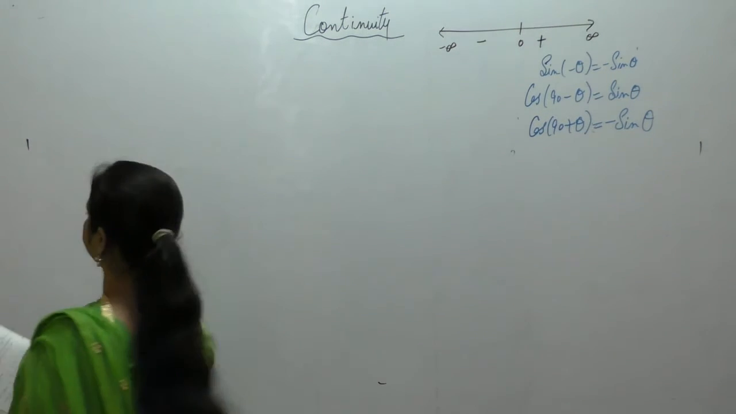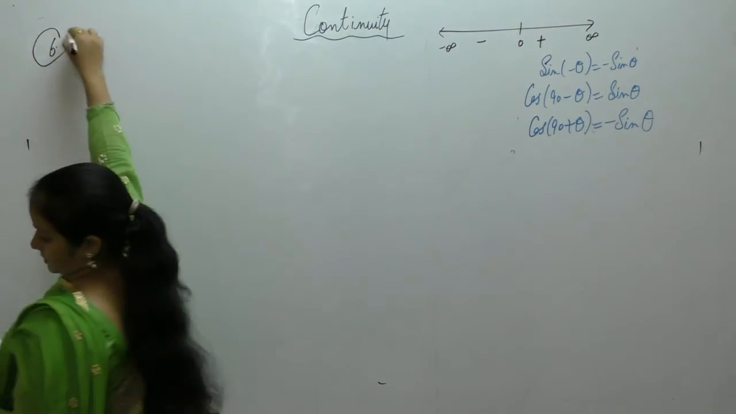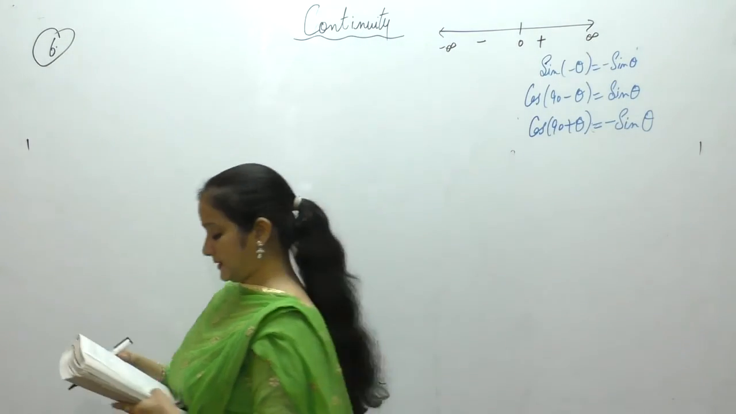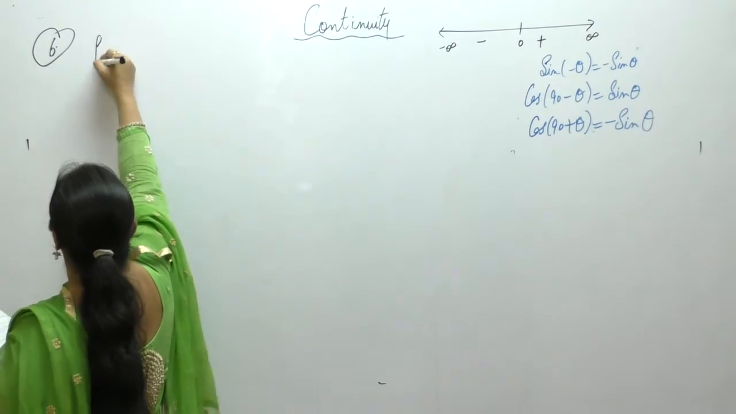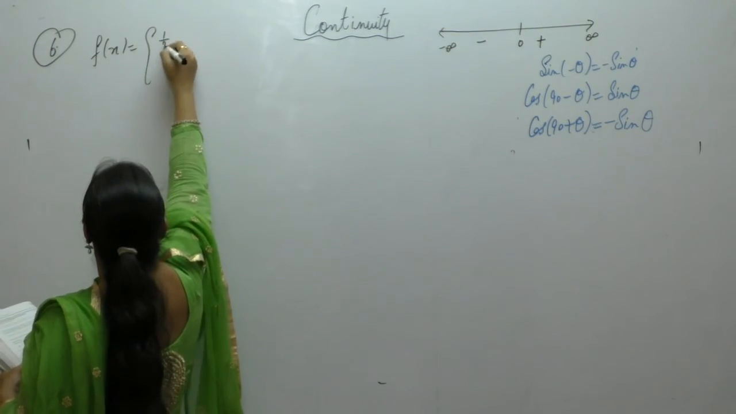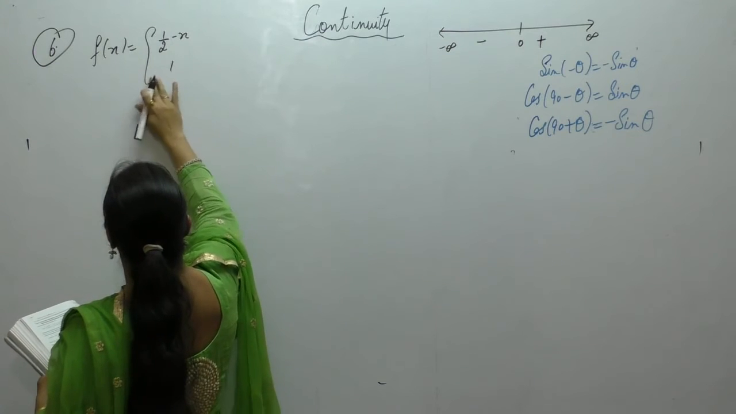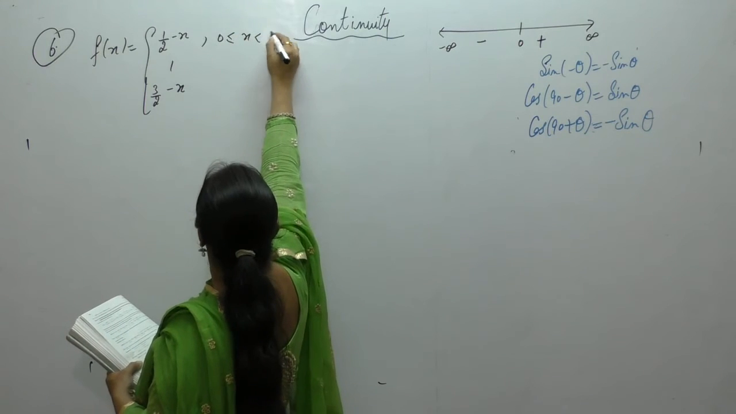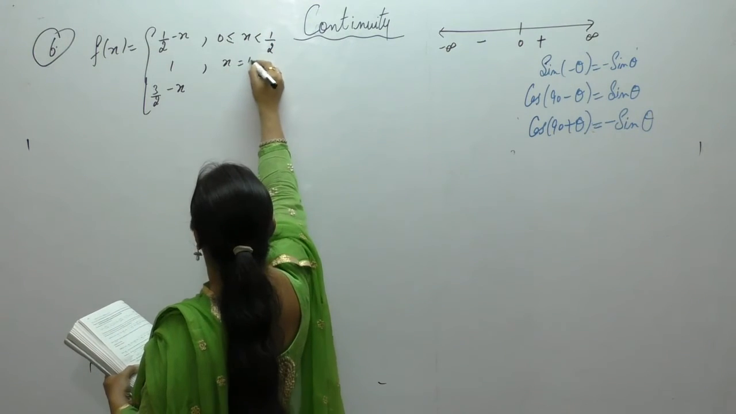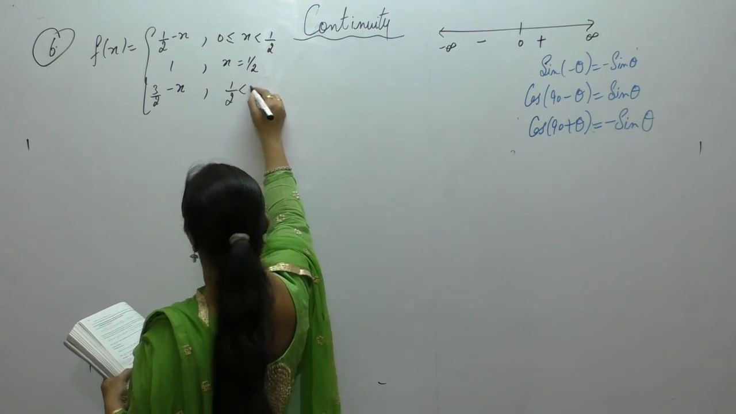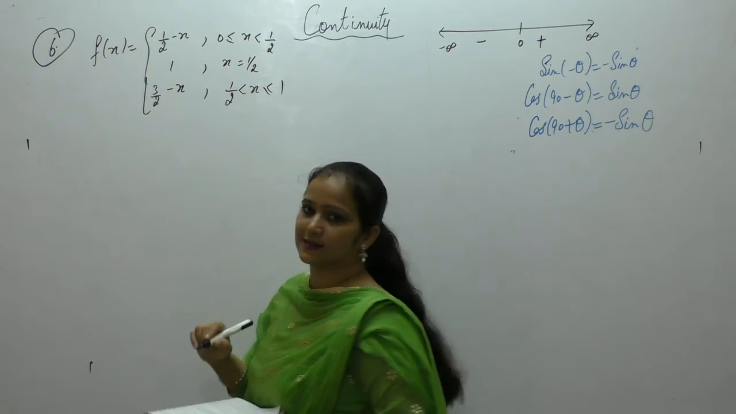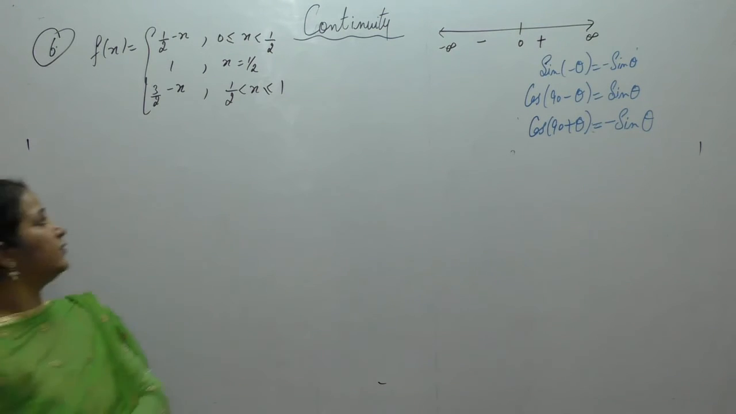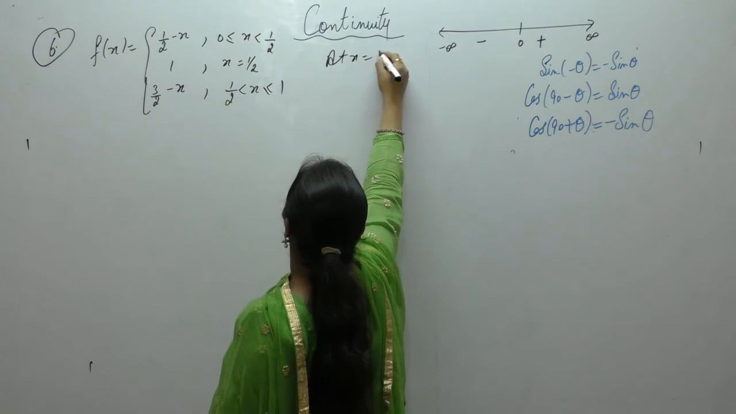Next one is: discuss the continuity of the function f of x at x equals 1 by 2, where the function f of x is equal to 1 by 2 minus x for 0 is less than or equal to x less than 1 by 2, 1 at x equals 1 by 2, and 3 by 2 minus x for 1 by 2 is less than x less than or equal to 1. We want to check the continuity of the function at point 1 by 2.